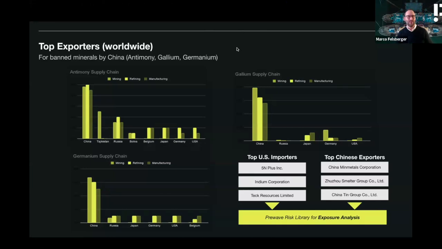And now with this, I would hand over to Pyry to show you a bit more how it looks in Prewave and what you can do with Prewave here.